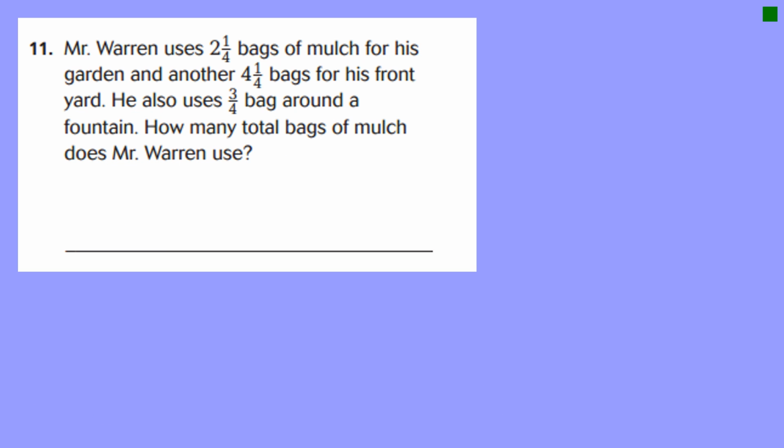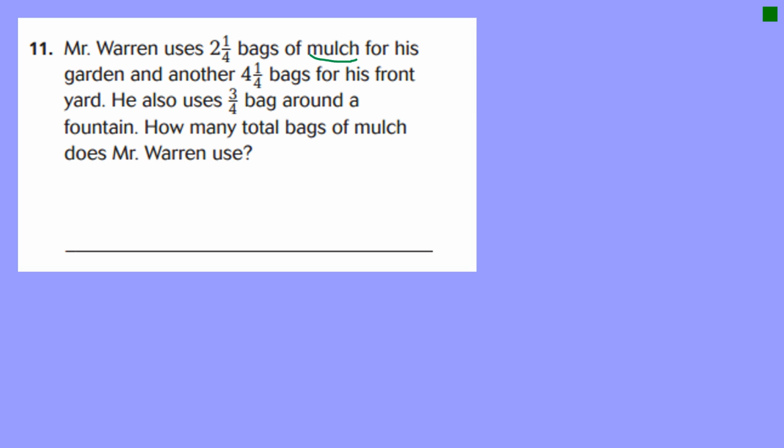All right, this is number 11. Mr. Warren uses 2 1/4 bags of mulch for his garden. You guys know what mulch is? It's like ground up sticks that people put on top of the soil, and it keeps weeds away, and it keeps the soil a little bit moister so the plants can grow better. That's what mulch is. So people use it in their gardens.